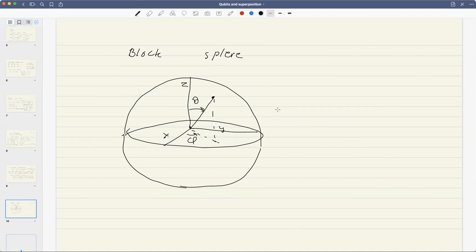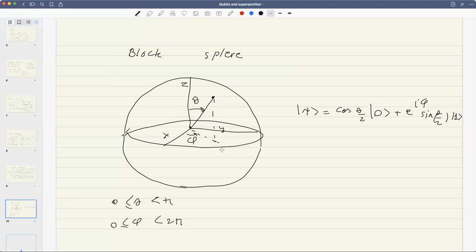So if I think about the state, let me write the state again. So we're saying psi is cosine theta over 2 times 0 plus e to the i phi sine theta over 2 times 1. Let's also specify the range. So theta is going to be between 0 and pi. And phi, let's say, is between 0 and 2 pi. So theta can go from the North Pole to the South Pole. Phi can go all the way around.